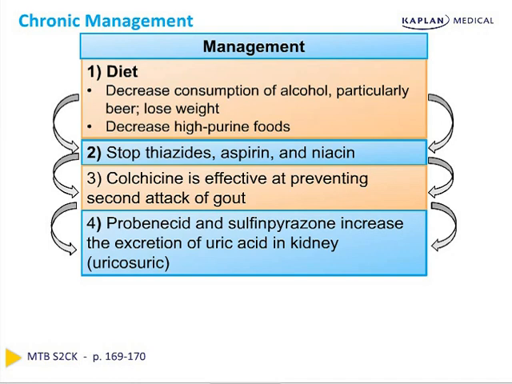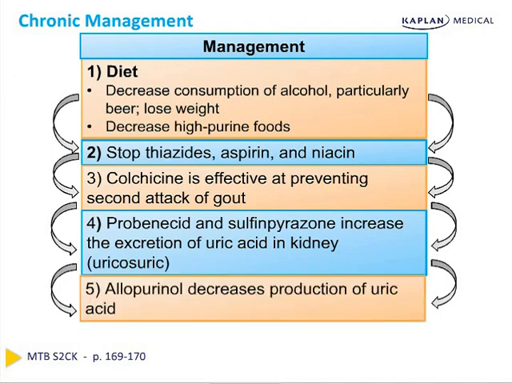And the fifth prong is we start allopurinol. Allopurinol decreases the production of uric acid. So as you can see, we decrease the intake, we decrease the production, and we increase the excretion.